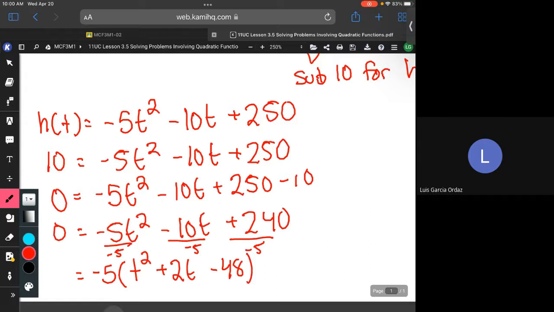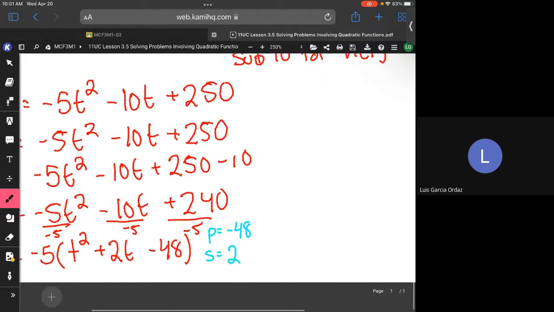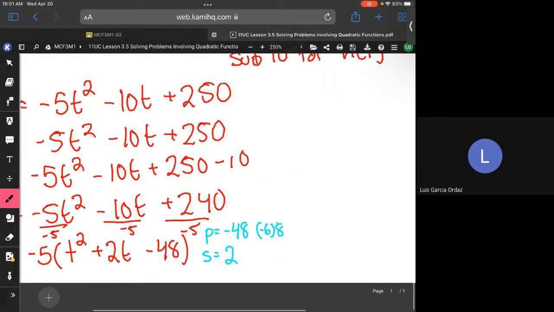So what is my product and what is my sum in this case? The product is going to be negative 48. And what's my sum? The sum is going to be 2. So I need to figure out two numbers that multiply to negative 48 and add up to positive 2. Negative 6 and 8. Perfect. So negative 6 times 8 is negative 48, which is what we want. And negative 6 plus 8 is equal to positive 2, which is also what we want.